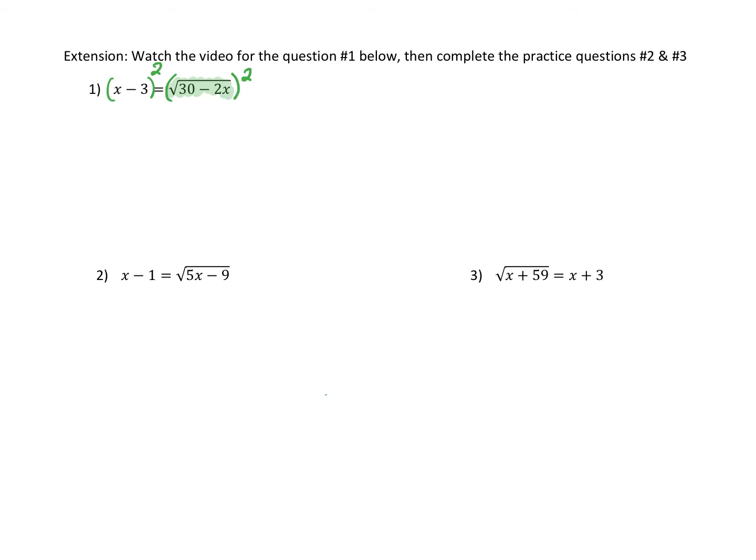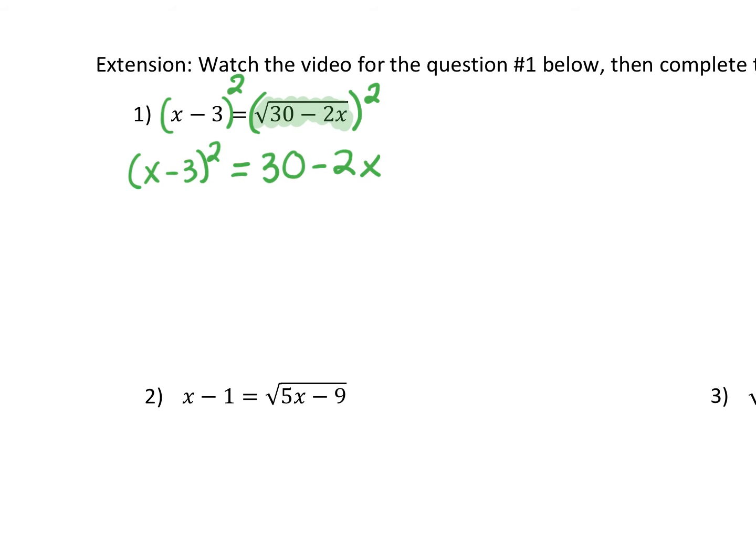But whatever I do to the one side, I also have to do to the other side to make it even. So now on my right side, squaring a square root is just going to leave me what's underneath the square root. But on the left, I'm still going to have x minus 3 squared. When we're doing x minus 3 squared, keep in mind that I want to do x minus 3 times x minus 3. So I can either do this using the box or just doing FOIL. Either way, depending on what you prefer, I'll show you the box method and FOIL.